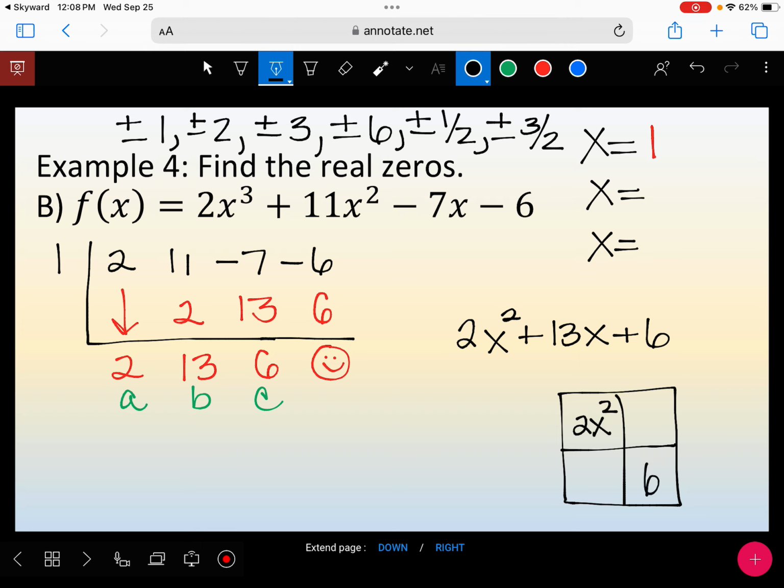So we need to find 2 numbers that multiply to A times C and add to B. So 2 numbers that multiply to 12 but add to 13. What would be my numbers? 12 and 1. Let's go ahead and put your 12x in one box and the 1x in the other. Now take out your GCFs.